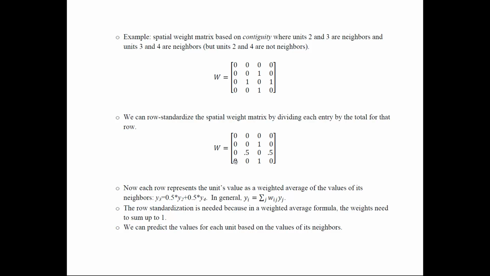For example, if you look at observation number 4, that one had only one neighbor, neighbor 3, and so y4 would be equal to y3. That's the only information that we have. Again, this row standardization is important because if we have a weighted average formula, the weights need to sum up to 1. And we can predict the values for each observation based on the values of the neighbors.